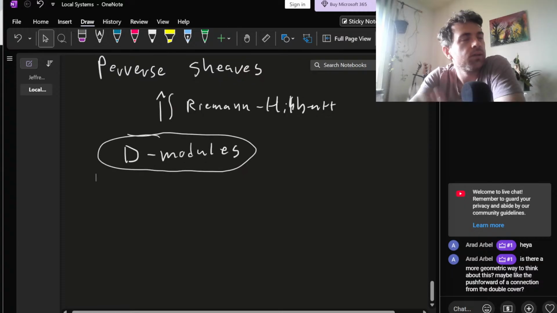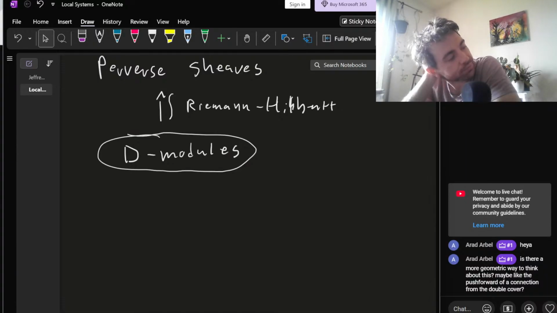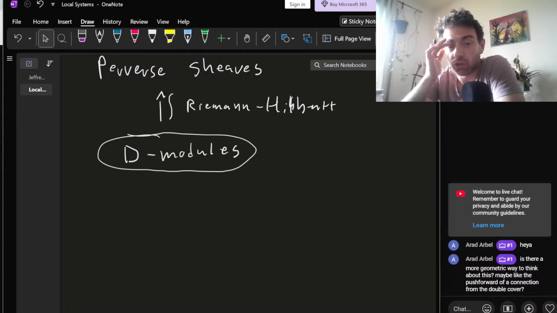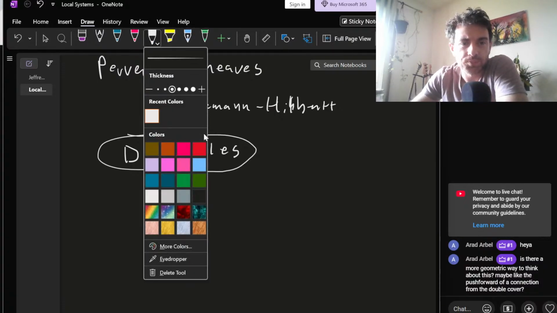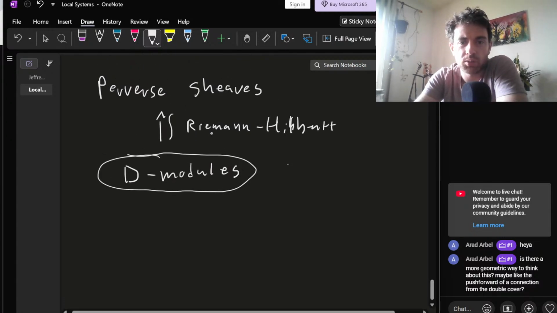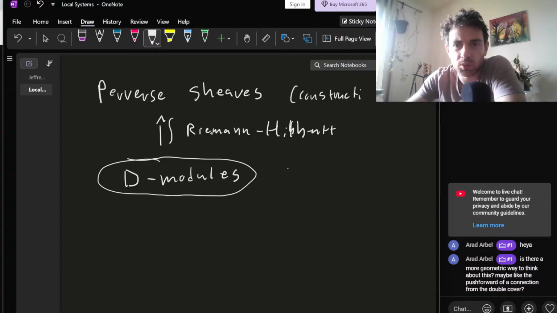Yeah. So the D modules though. I should say in particular, I want to understand constructible perverse sheaves. I'll talk about this in a minute with respect to some stratification.